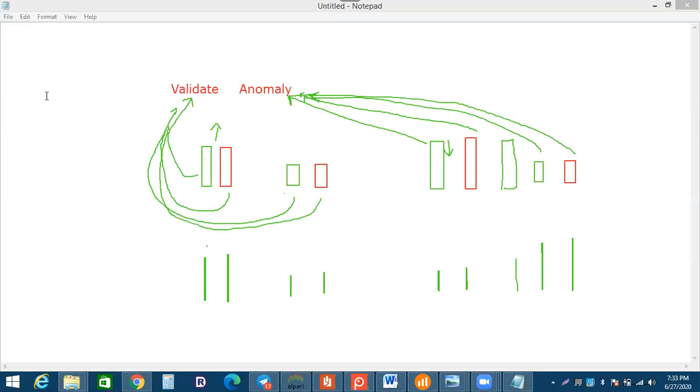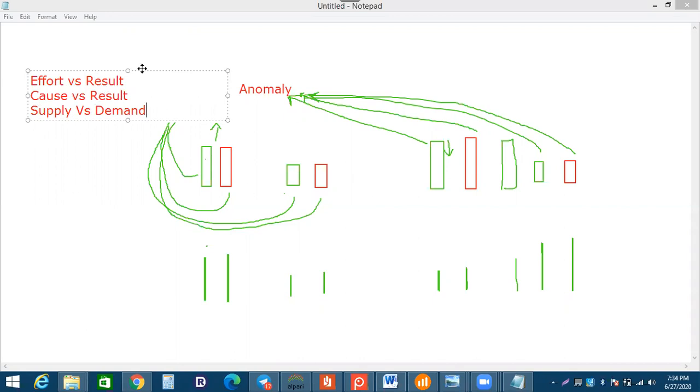The rule in VSA is: effort weighs against result, cause weighs against result, and supply weighs against demand. Okay, so what is effort? Effort is volume. Always when I say effort, it is the volume in the period.